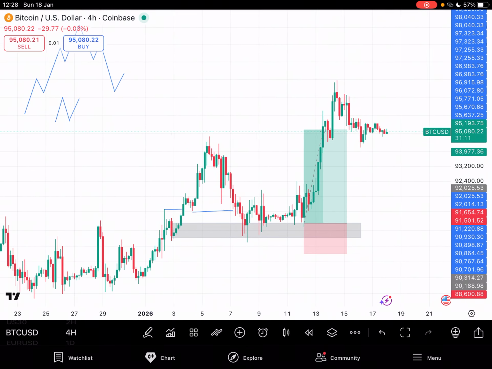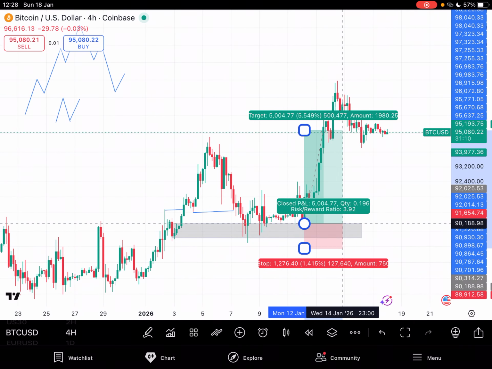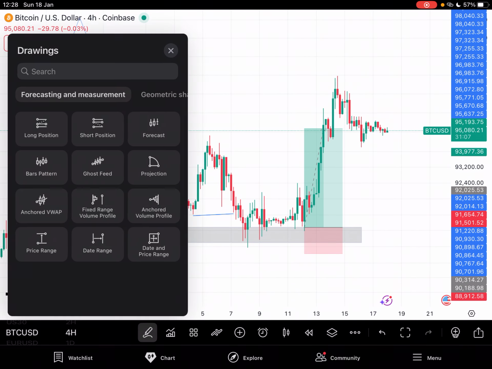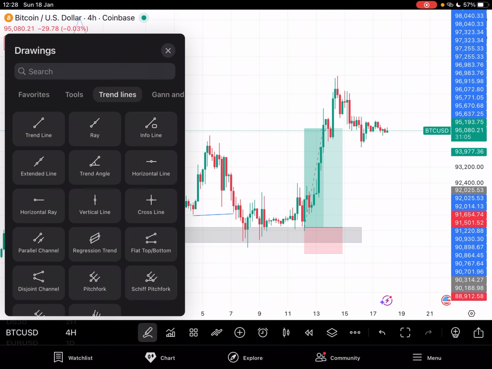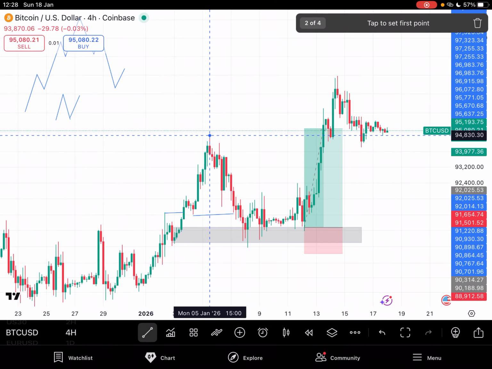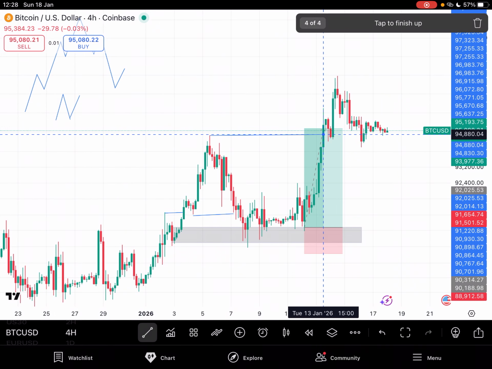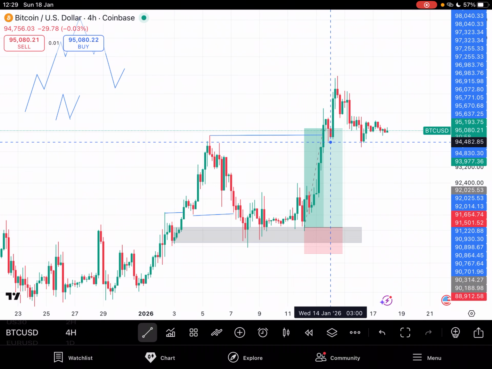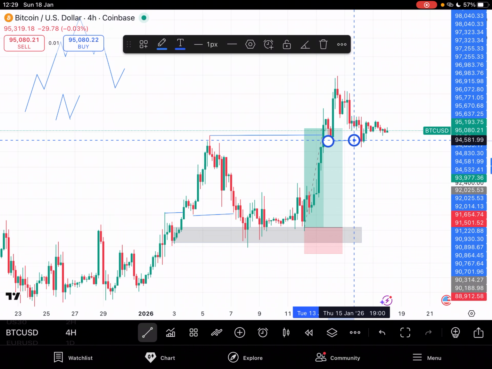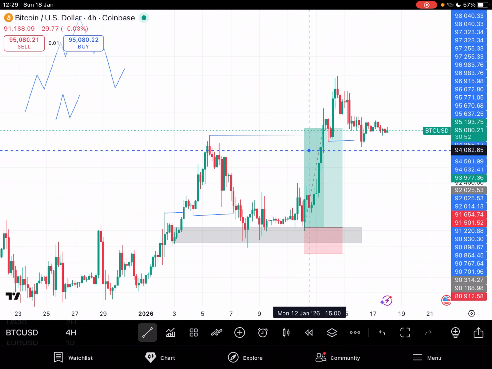Why do I have a buy on BTC as from this zone? Why do I still have a buy? Price came and took out this high, and here it created an inducement. It still created an inducement, which is this, and the inducement was swept. This is it. It was swept and it came and tapped this breaker block.